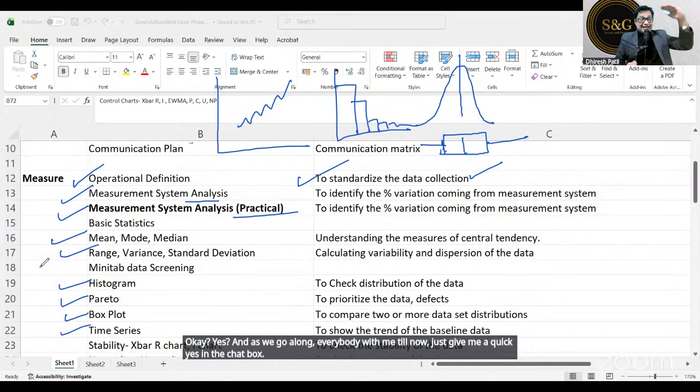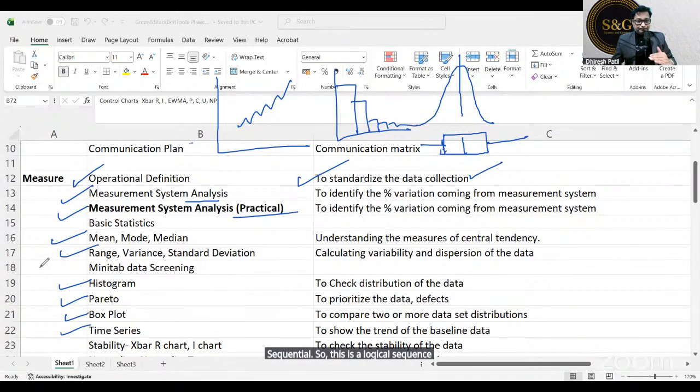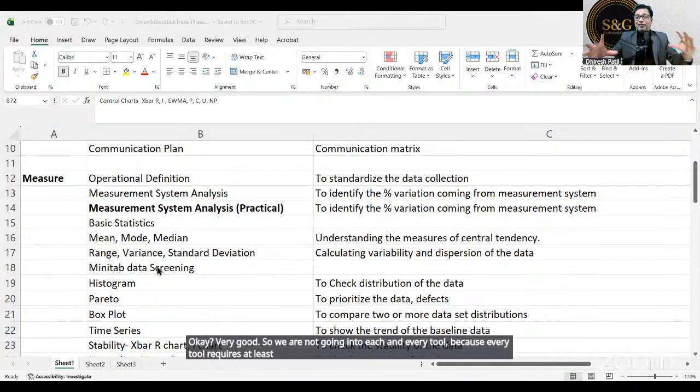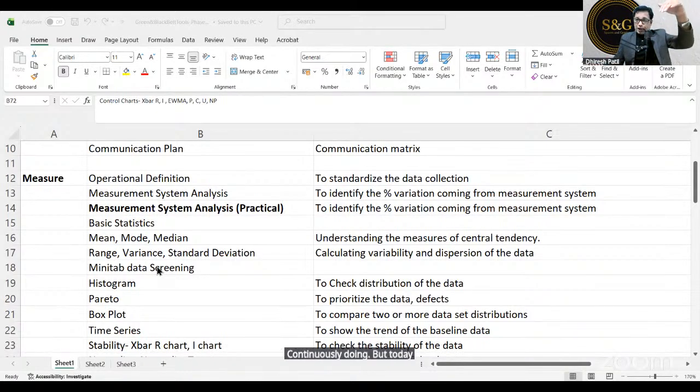Sequential. So this is a logical sequence you have to understand. Okay. Very good. So we are not going into each and every tool because every tool requires at least half an hour, 1 hour explanation. Which we are continuously doing. But today's objective is to logically understand the flow of the DMAIC tools.